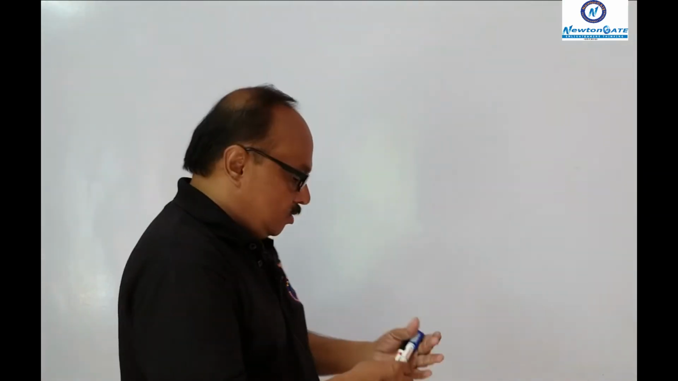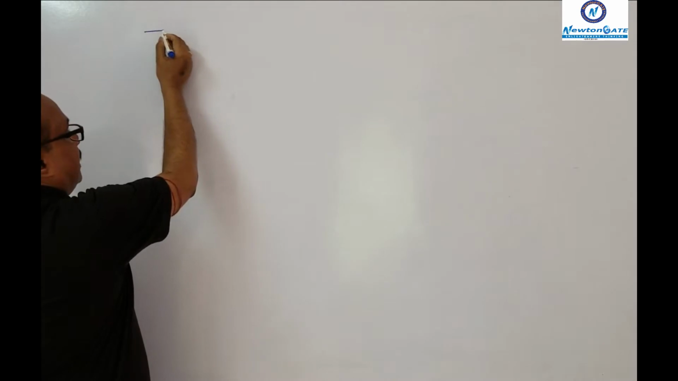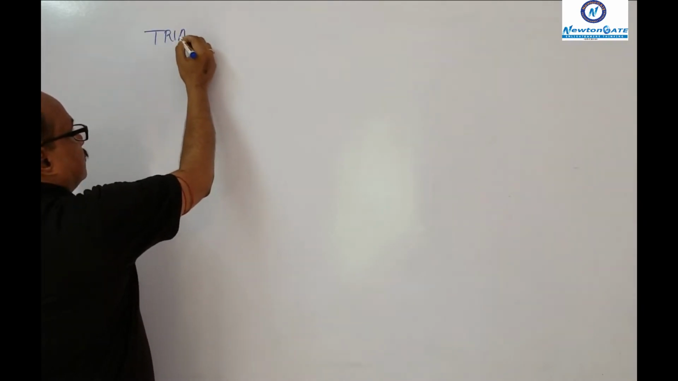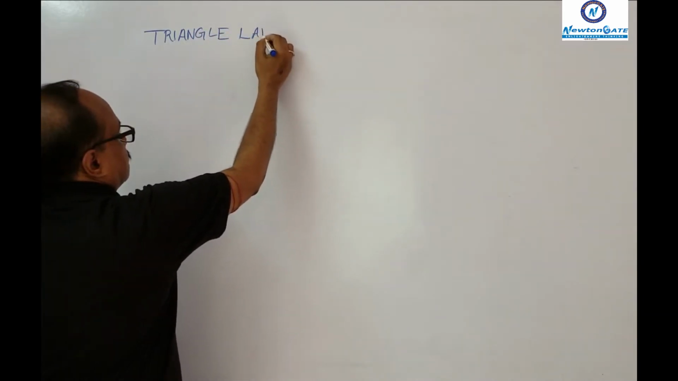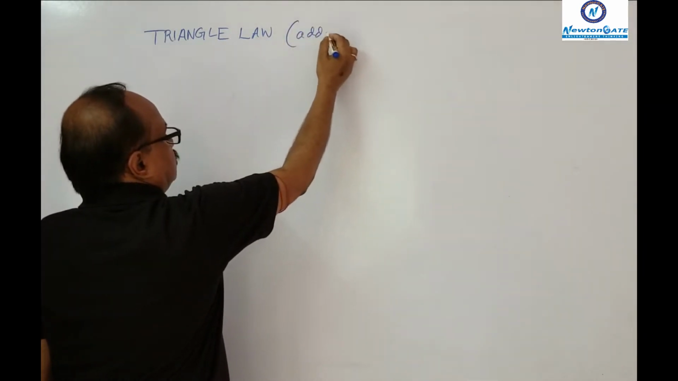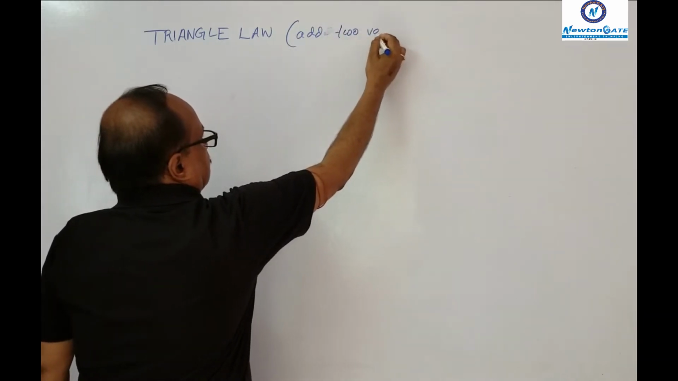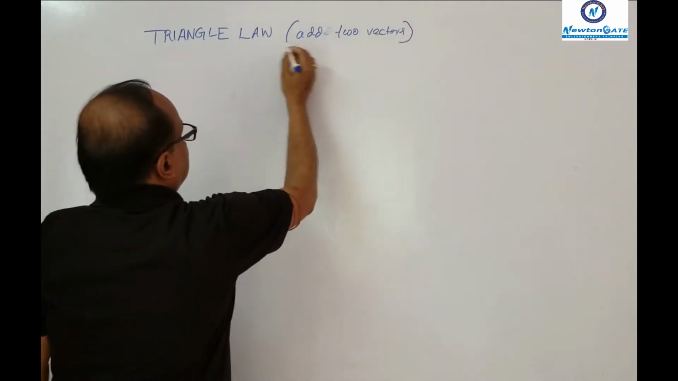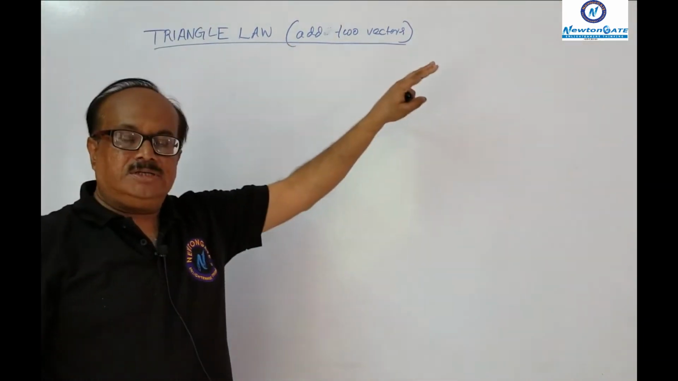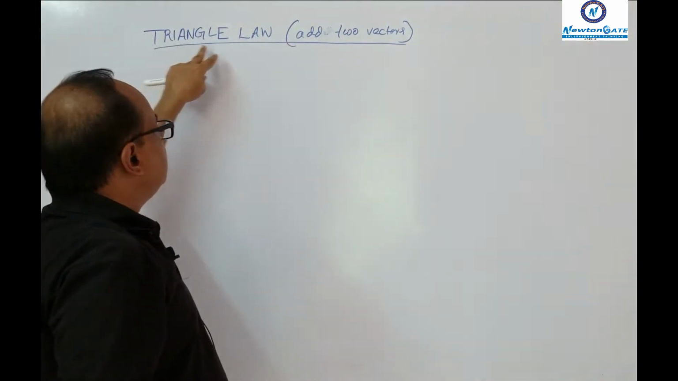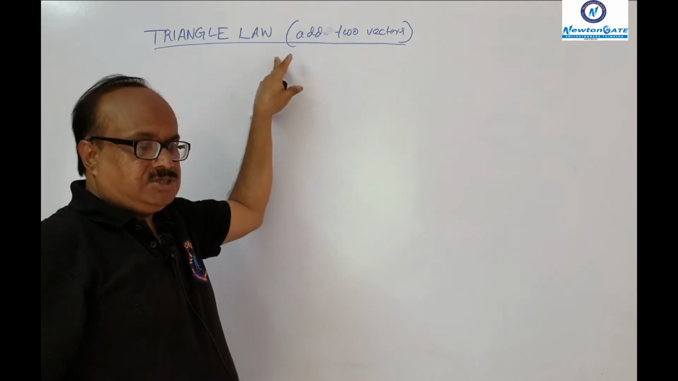First of all, we are going to do addition of vectors. So in place of writing addition of vectors, I'm writing it as triangle law. Basically, it is used to add two vectors. Addition of vectors means adding two vectors. And this law is the basic law of all vectors, and all basic laws depend on this triangle law. Addition of vectors and subtraction of vectors can also be done by this law, the triangle law.